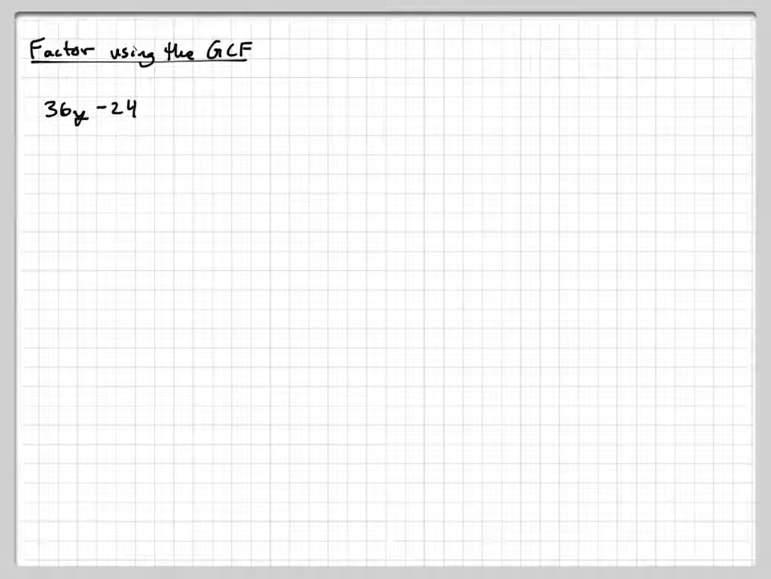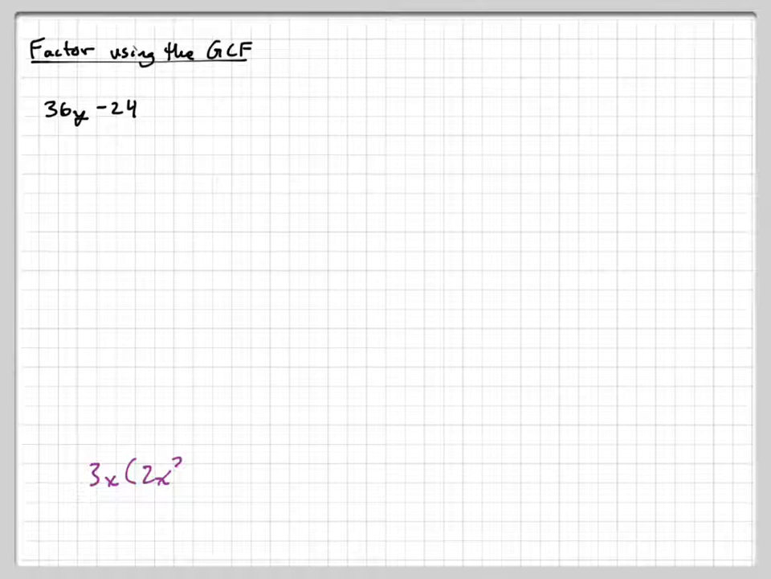Now what we're doing is actually going backwards. If we had something like a 3x, and we were multiplying that times 2x squared plus 5x plus 10, you don't have to write this part down. If you do this, you would multiply, right?